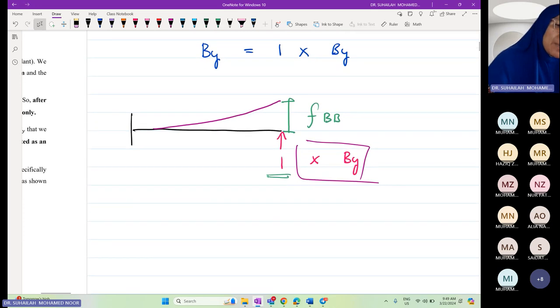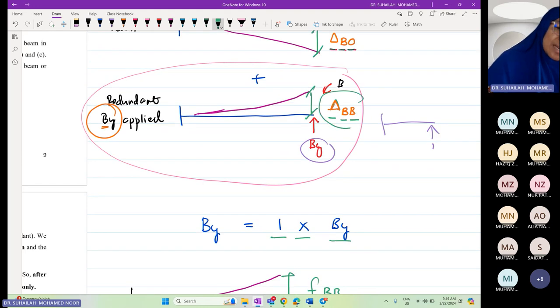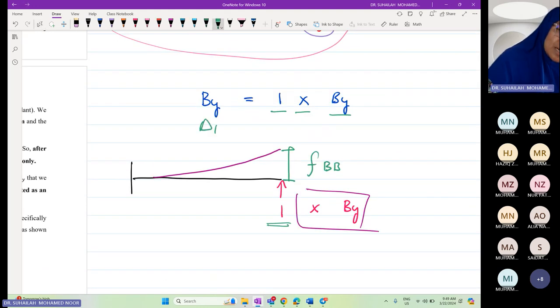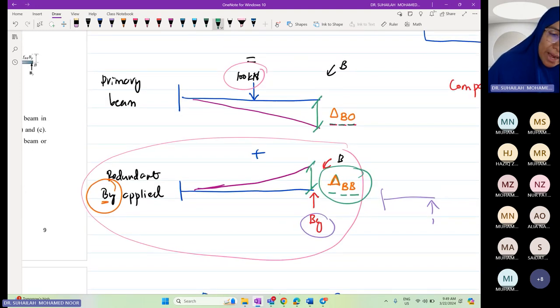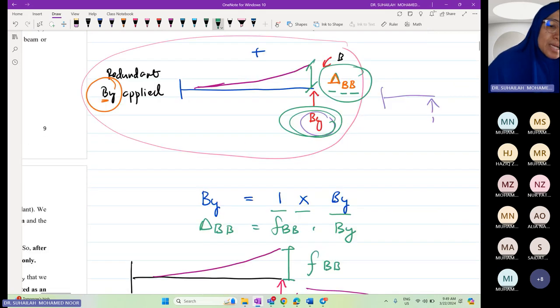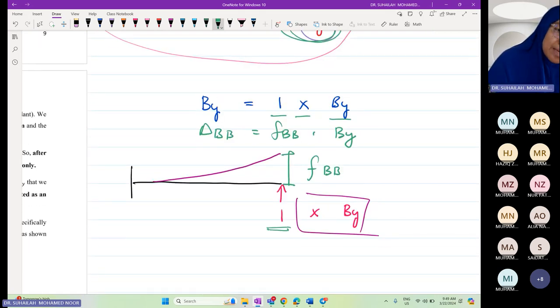Kalau tadi BY sama dengan 1 times BY, dekat yang original atas ni, dia ada delta BB. So sini, delta BB sama dengan BY ni maintain. Ini adalah FBB times BY. Okay, compare dua diagram ni. Okay, dalam ni BY, sini BY, sini 1 kali BY. Okay, clear yang tu.